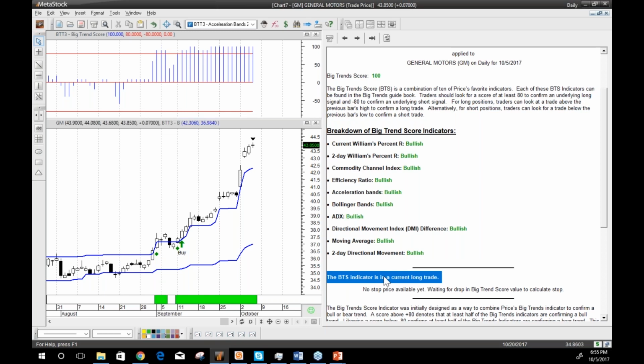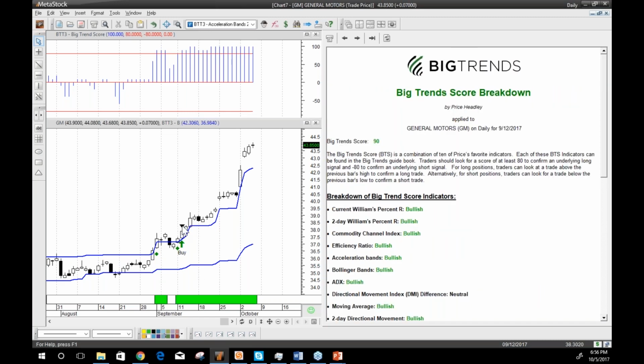That doesn't mean buy now. If you wanted to buy now, you'd probably want to wait for a re-entry signal to form on the chart. But if you're looking at it back here, you notice I just moved that triangle back. And so now it's looking at 9/12/2017 when it issued the buy signal. And I just changed my mind. I'm going to go back one day prior to 9/11/2017.